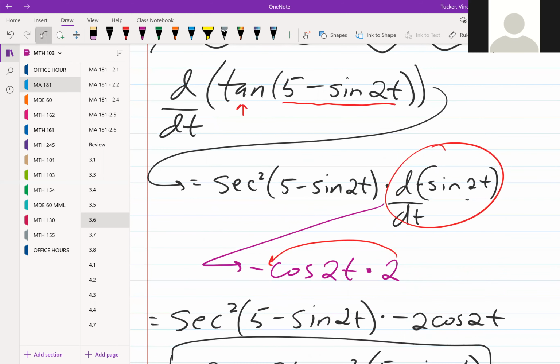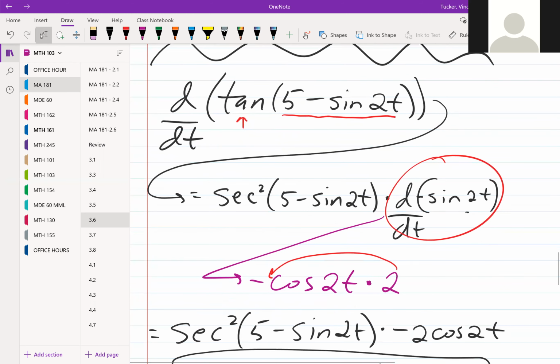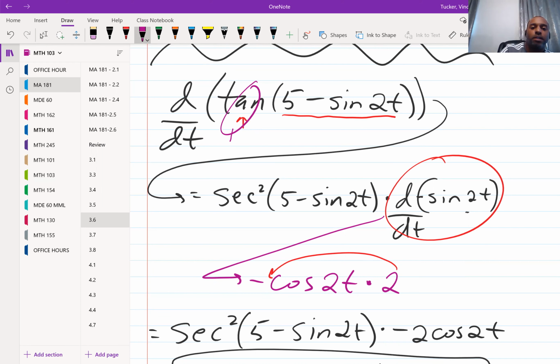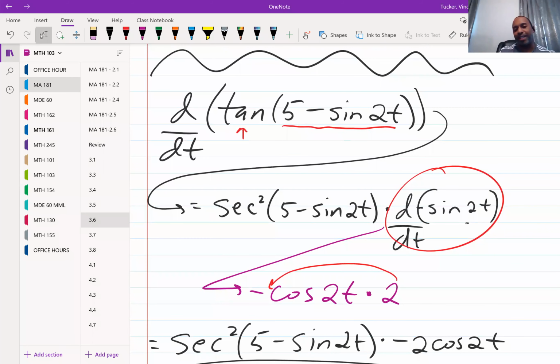Mr. Tucker? I'm sorry, I'm confused. How did we go from the top to the secant squared? Derivative of tan is secant squared. Oh, okay. So that goes back just to our derivatives of our trig functions. I know it's kind of funky, but that one goes straight to secant squared. Cosine goes to sine, sine goes to cosine, but tan goes to secant squared. Okay, thank you. Not a problem.